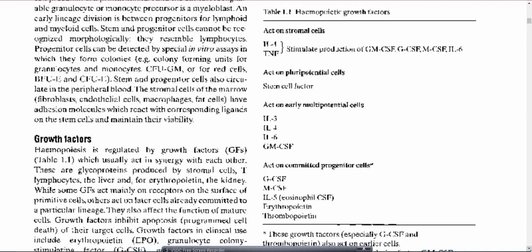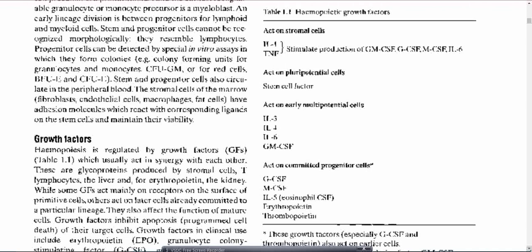While some growth factors act mainly on receptors on the surface of primitive cells, others act on later cells already committed to a particular lineage. They also affect the function of mature cells. These growth factors mostly inhibit apoptosis. When I say apoptosis, I mean the programmed death of the cell, which they inhibit in their target cells.